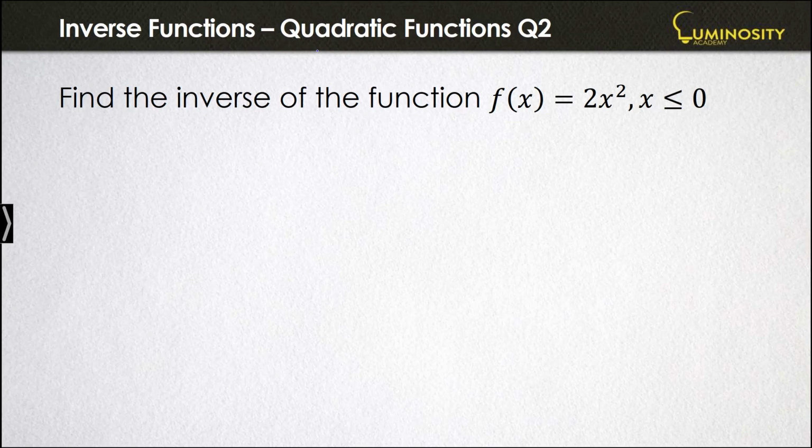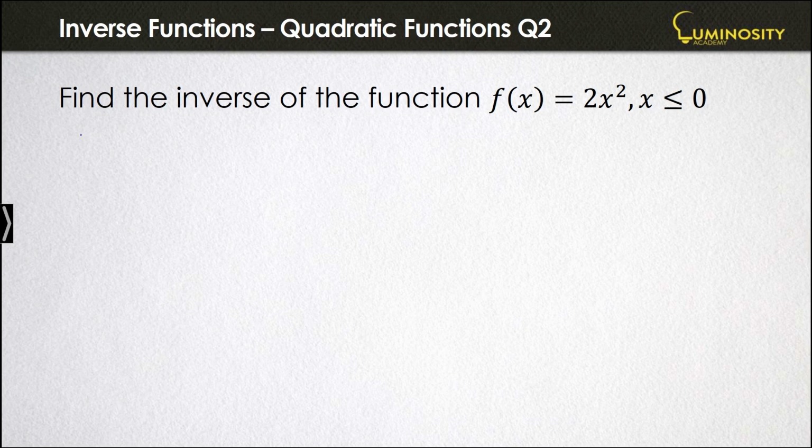This is Dan. We are continuing with our inverse function series, especially looking at our quadratic functions. So this is our second example that we're going to do together, and we're trying to find the inverse of the function f of x equals 2x squared, where x is less than or equal to 0.